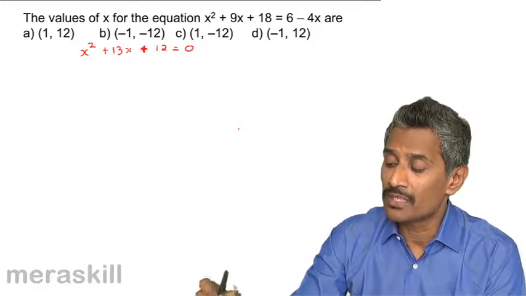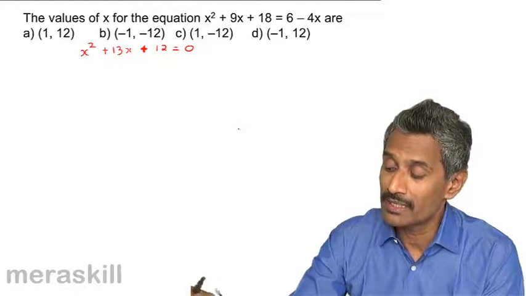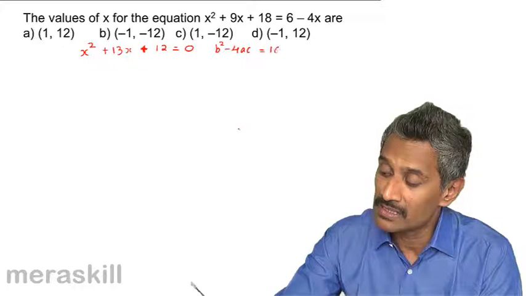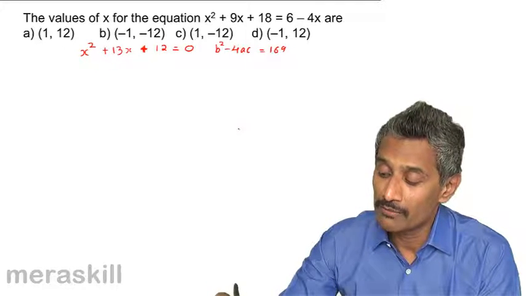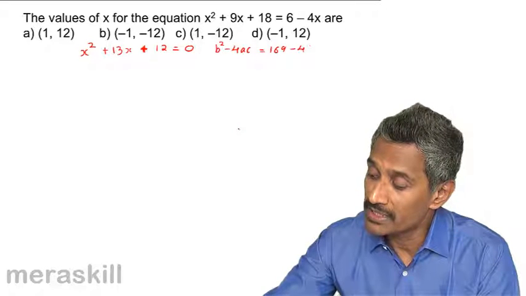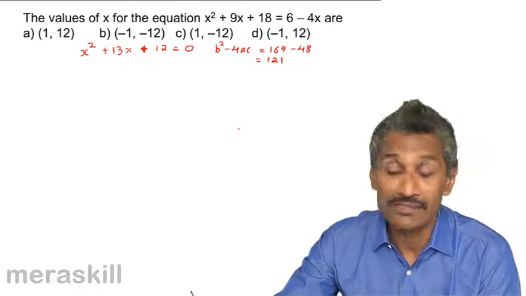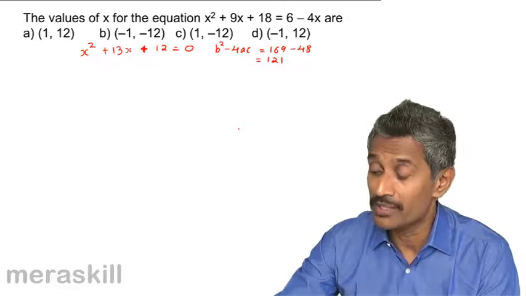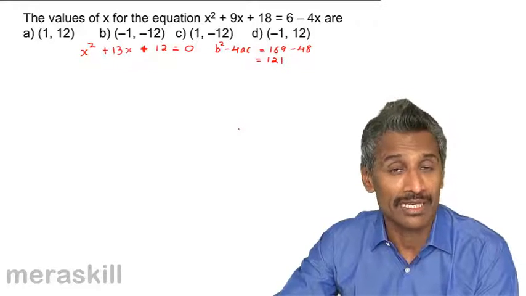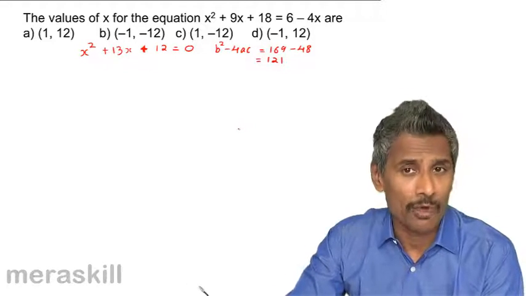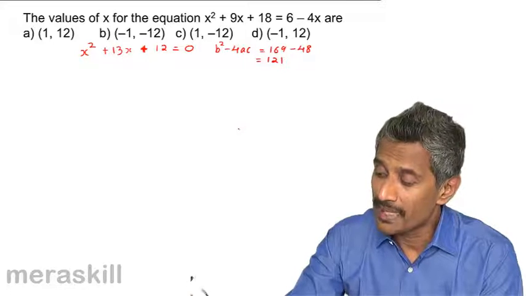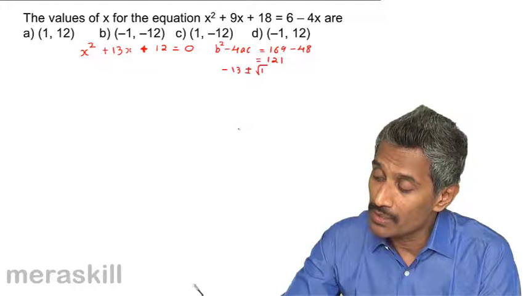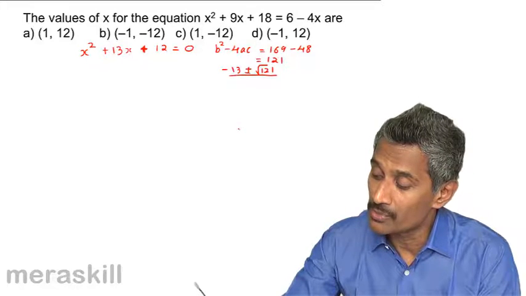Now, whenever we calculate b squared minus 4ac, in this case it is going to be 13 squared, 169, minus 4 into 1 into 12, 48, which will turn out to be 121. b squared minus 4ac is positive and a perfect square, so the roots are going to be rational, unequal and rational. So we can use the formula in this case, which is going to be minus b, which is minus 13, plus or minus root 121 by 2a, which is 2.